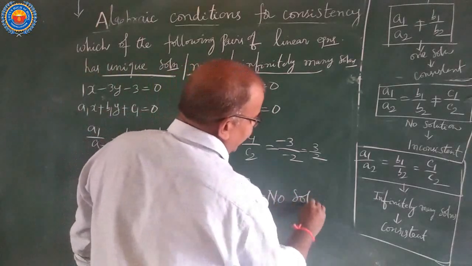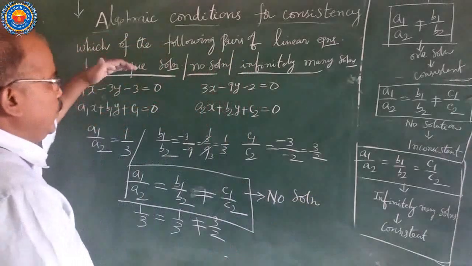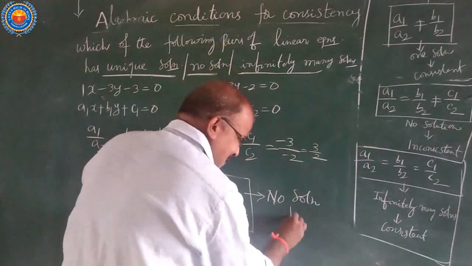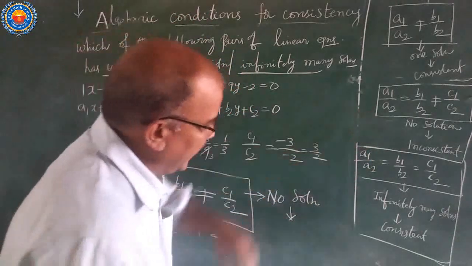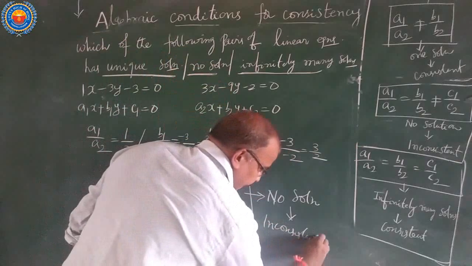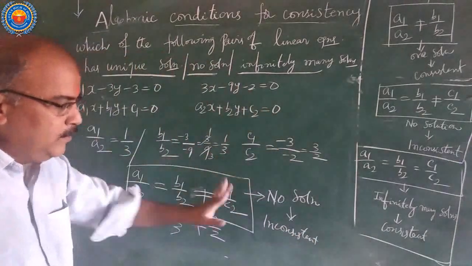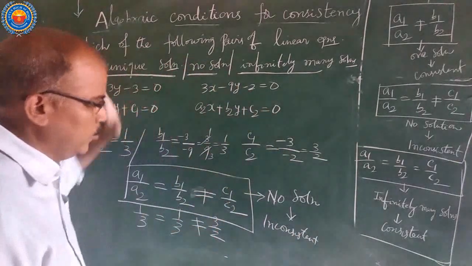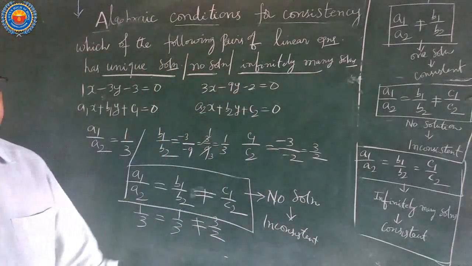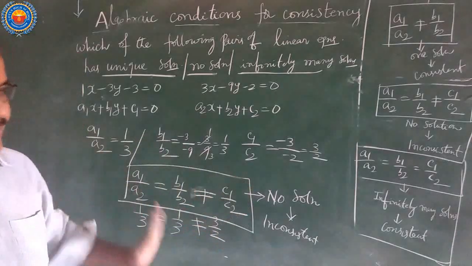They are asking no solution or unique solution or infinite. No solution. So if it is no solution, inconsistent is not required, but for namesake I am writing. If it is no solution, we can write inconsistent. In this particular question, no need to say inconsistent. We have to say only no solution. So no problem. If it is no solution, inconsistent.